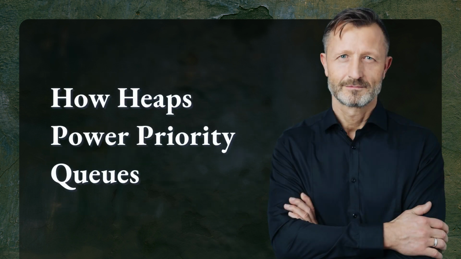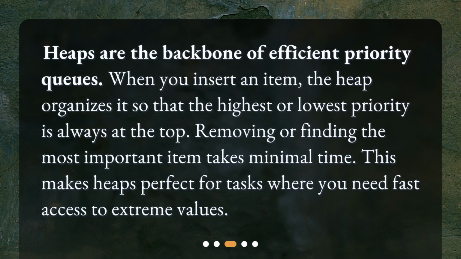How heaps power priority queues. Heaps are the backbone of efficient priority queues. When you insert an item, the heap organizes it so that the highest or lowest priority is always at the top. Removing or finding the most important item takes minimal time. This makes heaps perfect for tasks where you need fast access to extreme values.